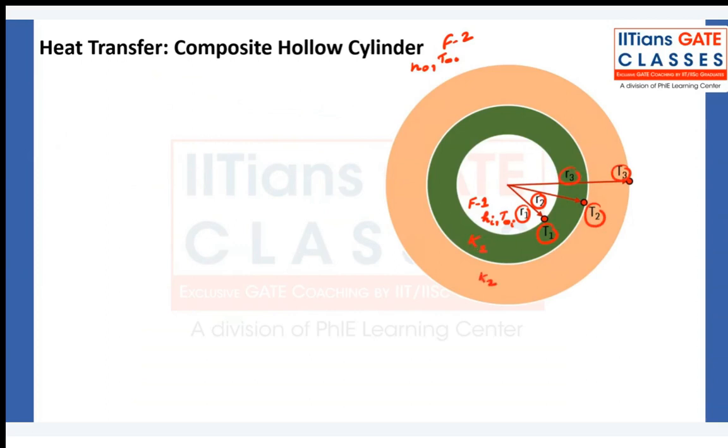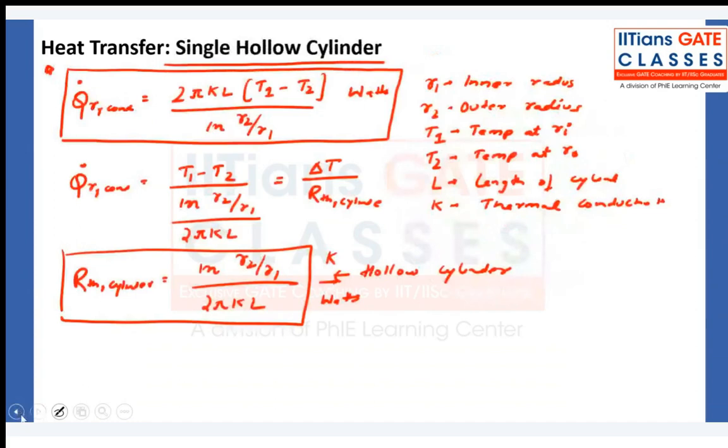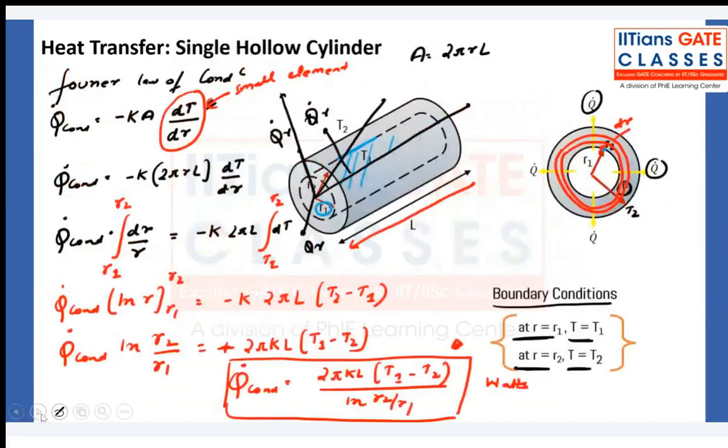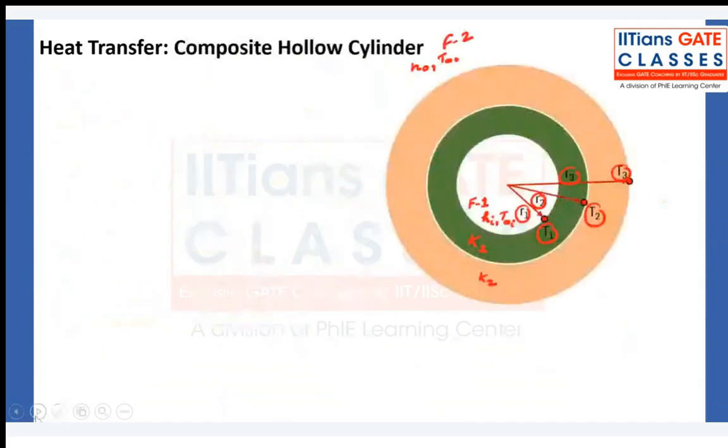Okay, so now I have to draw the thermal circuit here. How can I draw it? I can draw it like this. First of all, there will be some resistance between the fluid and this solid body when the heat transfer enters the first cylinder. Then there will be a resistance here. So this is T infinity 1 and this is T1.